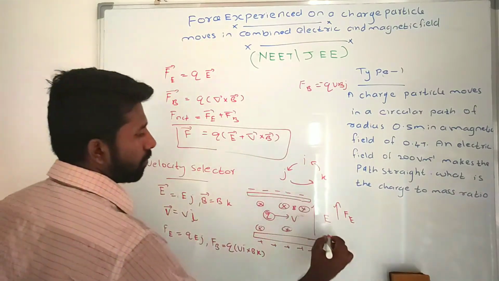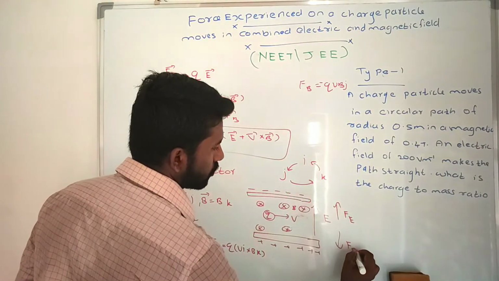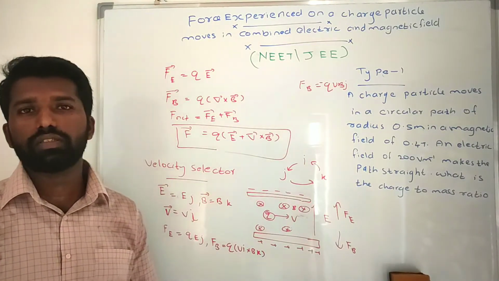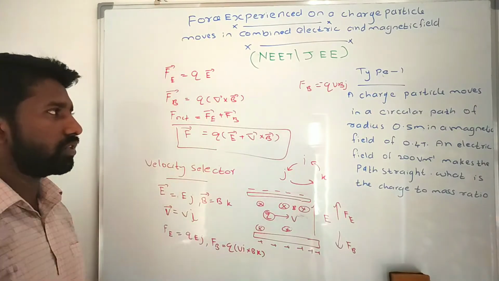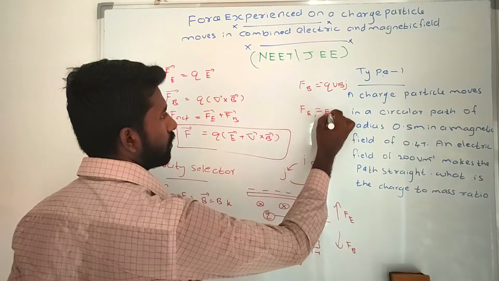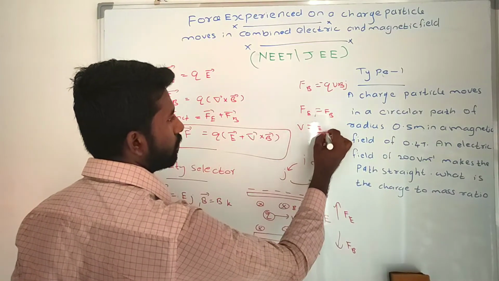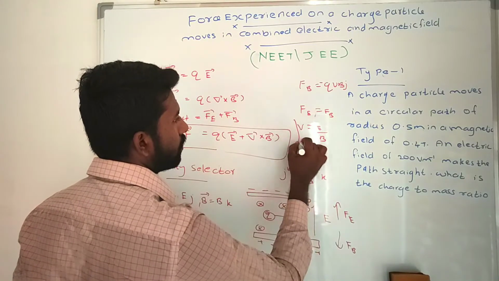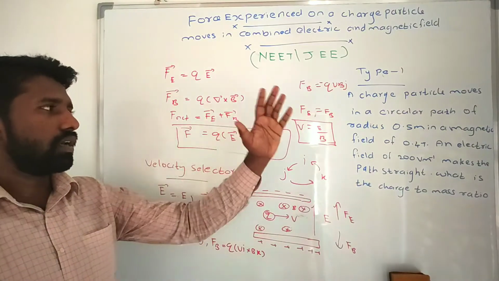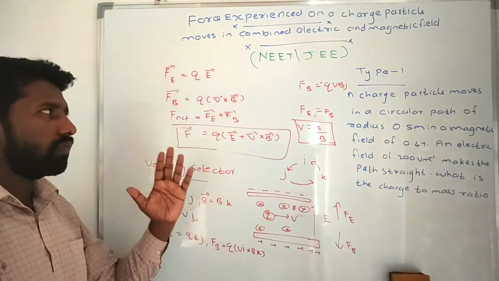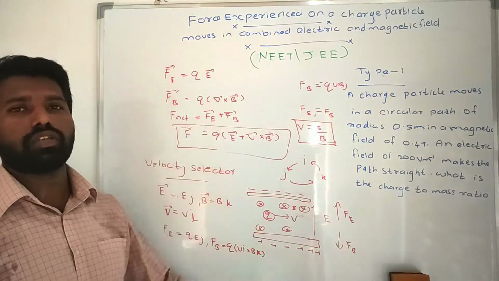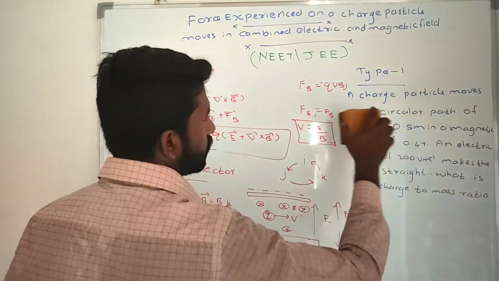That means the magnetic force is acting in this direction. So the electric force and the magnetic force are acting in opposite directions, so there is a chance that the net force will be 0. If Fe is equal to Fb, then the velocity V is equal to E by B. That means the charged particle moves without any deflection. This is the theory about the velocity selector and the motion of a charged particle in combined electric and magnetic fields. Now we will see the type 1 problem.